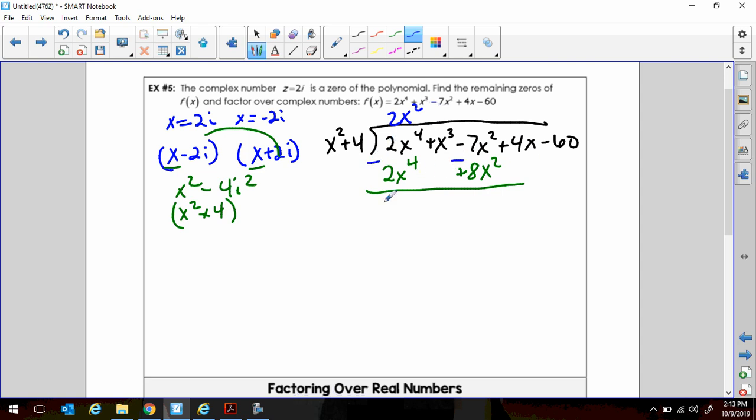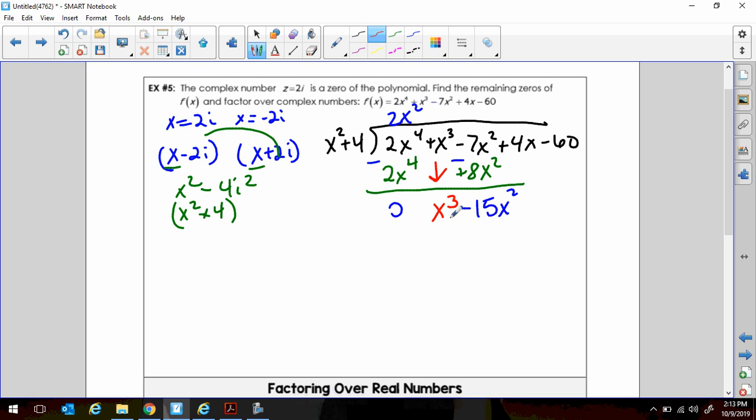2 minus 2 is 0. That's why we did it, to get rid of it. Negative 7 minus 8 is actually negative 15x squared. Now I skipped something. I need to bring this one down. I have an x cubed minus this. So I'm going to divide it again.